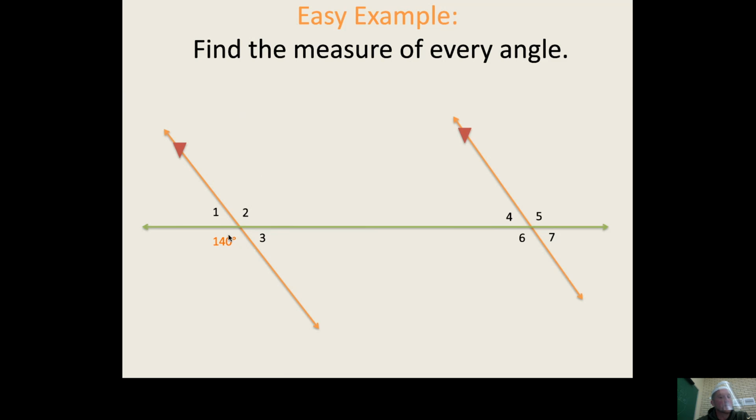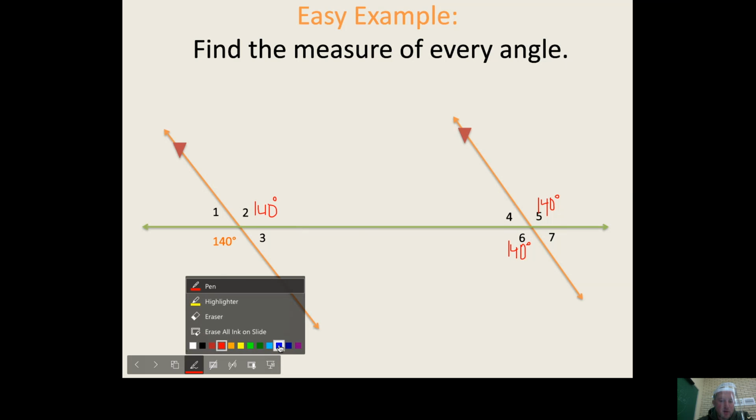So here's a 140-degree angle. We know that its corresponding angle is the same measure. We also know that its alternate exterior angle is congruent to it as well. This angle corresponds with angle 2, so it's also going to be 140. We have 4 140-degree angles.